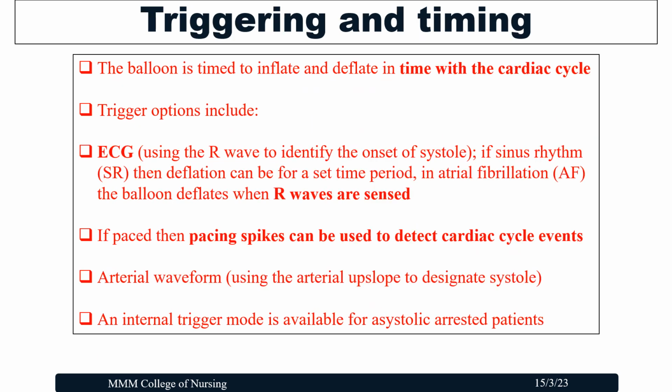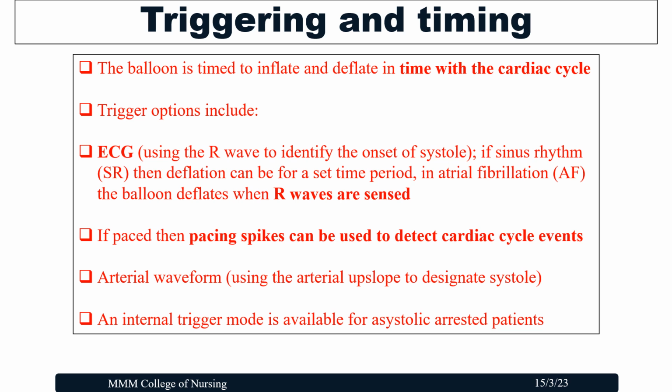Triggering and timing. Triggering and timing is an important factor in IABP. How do we set the timings in an IABP, and when does the machine have to give the trigger? The balloon is timed to inflate and deflate in time with the cardiac cycle. The trigger options include ECG, using the R wave to identify the onset of systole.